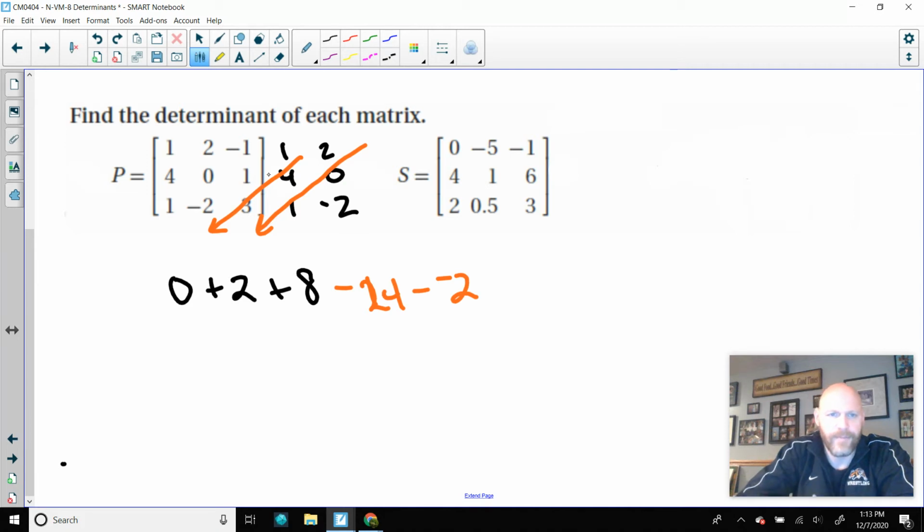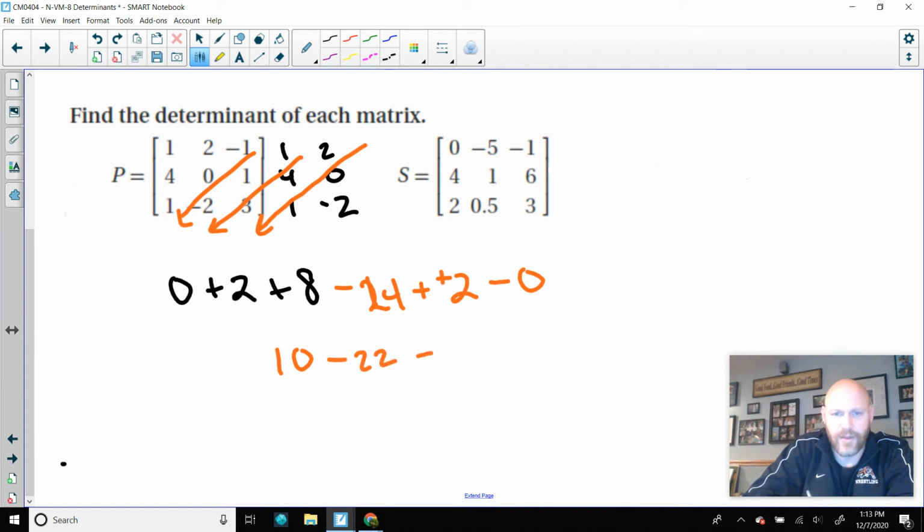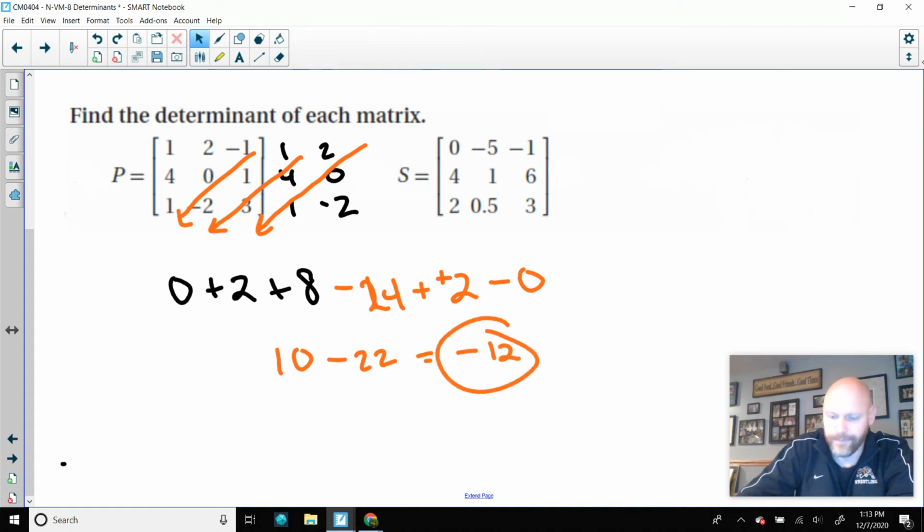And the last one is going to be a bunch of fun times 0, so we're going to subtract 0. And then we just do a little bit of math. 2 and 8 is 10. When you subtract a negative, you're really adding a positive, so this is going to be a negative 22. We add those together, and we get a negative 12 for our answer for that one.